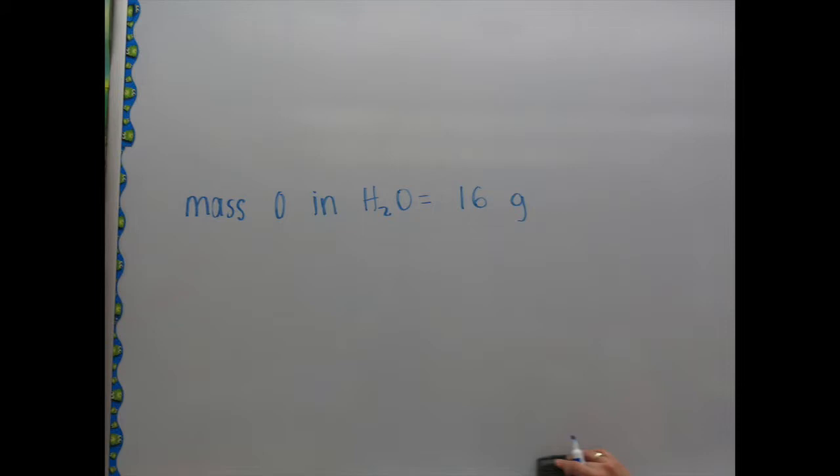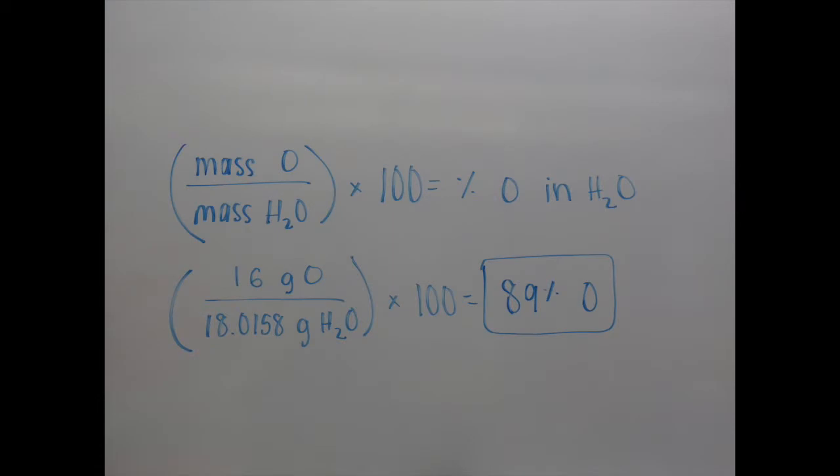Next, we can find the mass of one oxygen atom from the periodic table, 16 grams. Finally, how do we find percent composition? We divide the mass of one oxygen atom by the total mass of the water molecule and multiply by 100 to find a percentage. It is found to be approximately 89%. 89% of your water is oxygen. Gee whiz!